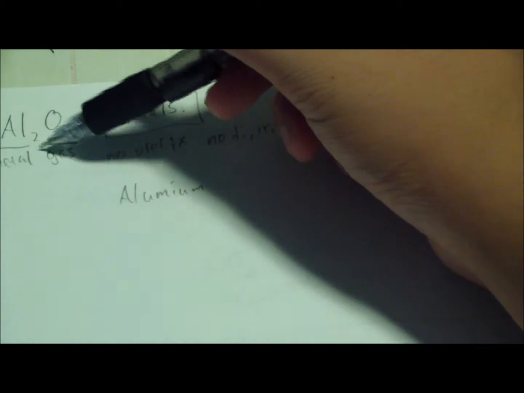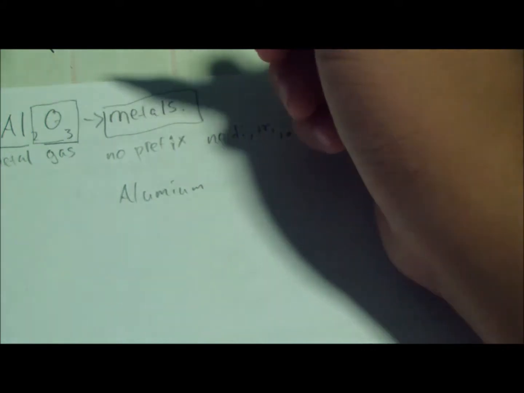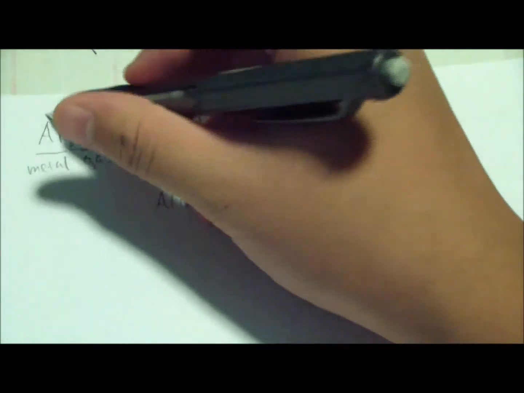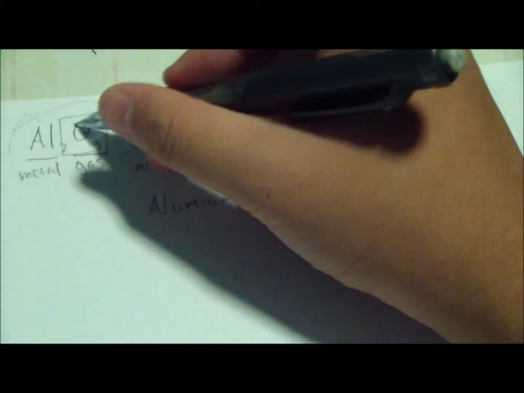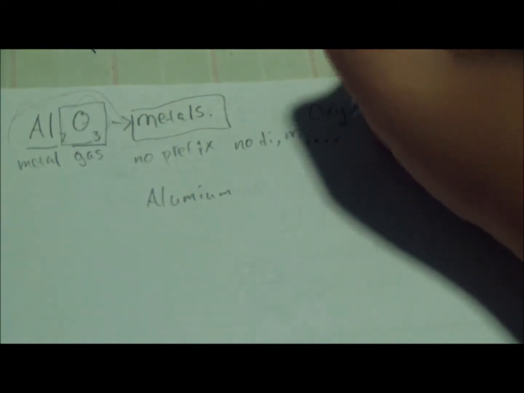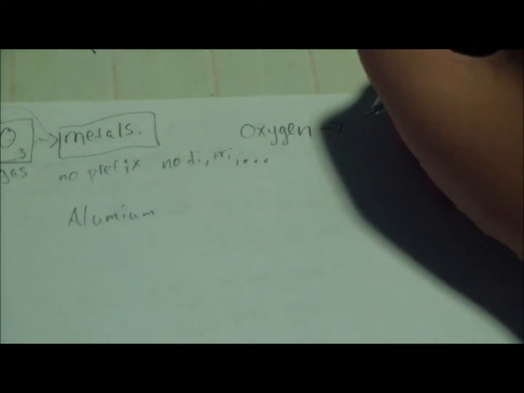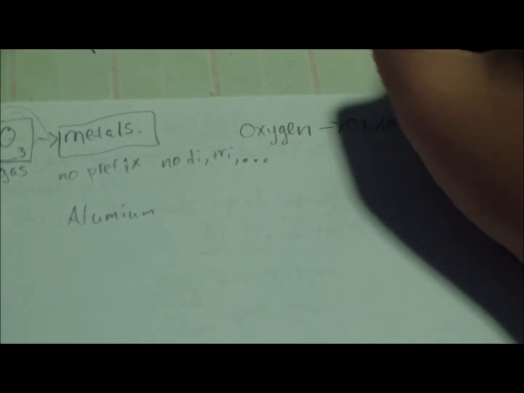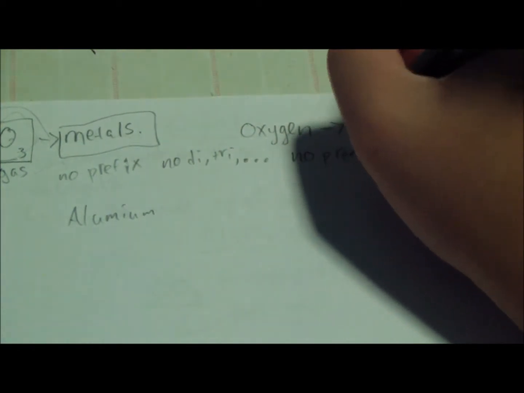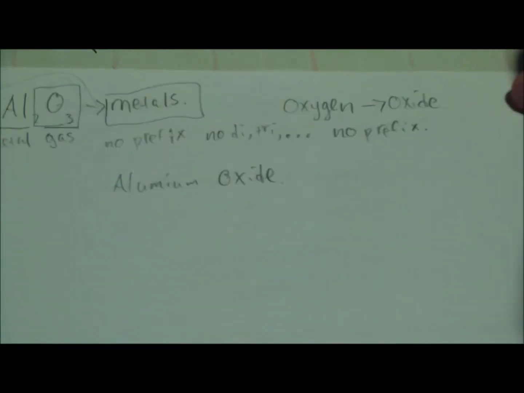And then, even though this whole compound is a metal, and oxygen is at the end of the compound, you still need to change oxygen into oxide. But no prefix, so it'll be aluminum oxide. You see it? That'd be it.